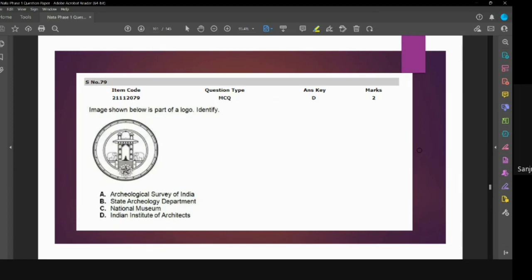Next question. The image shown below is part of a logo. Identify. ഈ അടിയിൽ കാണുന്ന image is actually a part of a logo. Identify ചെയ്യാനാണ് ചോദിച്ചിരിക്കുന്നത്. So the options are Archaeological Survey of India, State Archaeology Department, National Museum, or Indian Institute of Architects. The correct answer is option D. That's Indian Institute of Architects, or IIA.